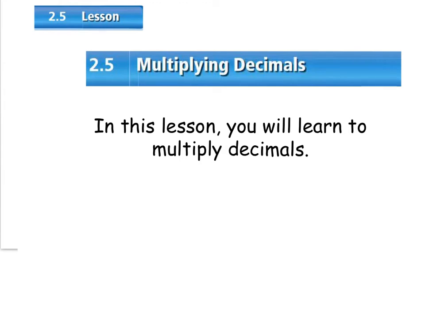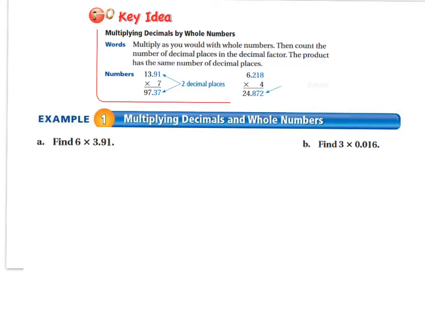Lesson 2.5, Multiplying Decimals. In this lesson, you will learn to multiply decimals. Key idea, multiplying decimals by whole numbers. Multiply as you would with whole numbers, then count the number of decimal places in the decimal factor. The product has the same number of decimal places.